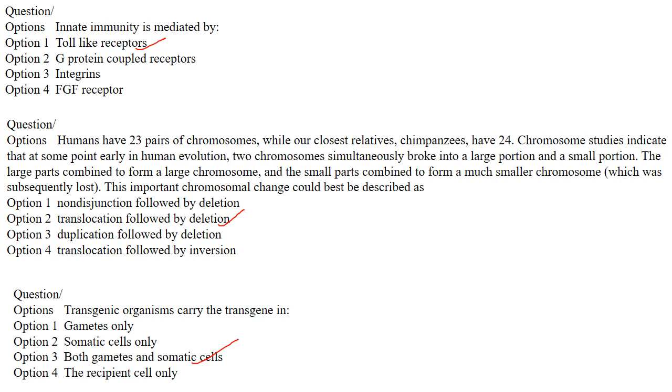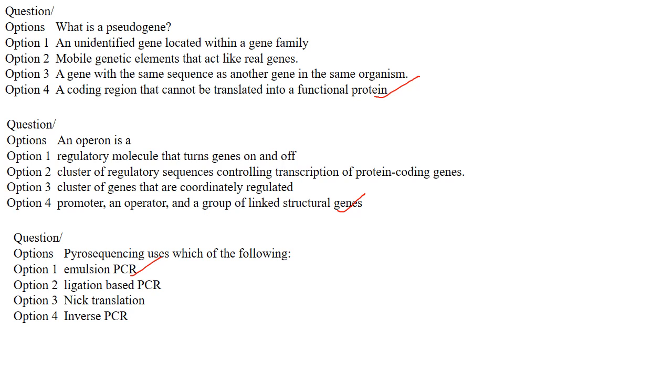Then, transgenic organisms carry the transgene in both gametes and somatic cells. What is a pseudogene? A coding region that cannot be translated into a functional protein is called a pseudogene. An operon is a promoter, an operator, and a group of linked structural genes. The answer is option 4. Pyrosequencing, which is a type of DNA sequencing, uses which of the following? It uses emulsion PCR. The answer is option 1.